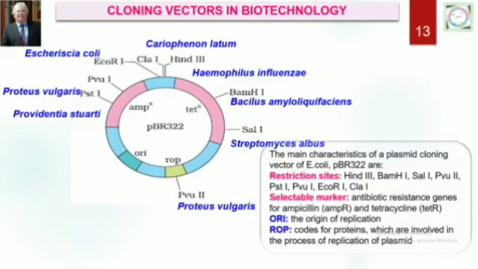So the main characteristics of the plasmid-containing vector pBR322 are they have some restriction sites like HindIII, BamHI, SalI, PvuII, PstI, PvuI, EcoRI, and ClaI. Selectable markers are the antibiotic resistance genes for ampicillin resistance and tetracycline resistance. ORI and ROP code for proteins involved in the process of replication of the plasmid. This diagram is very, very important. Must practice twice or thrice because in examinations it is generally asked. And I have already described why it is called pBR322: plasmid of Bolivar and Rodriguez, and the number is 322.